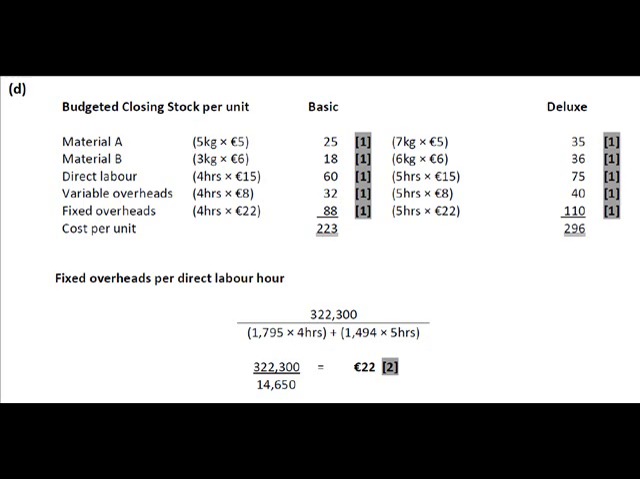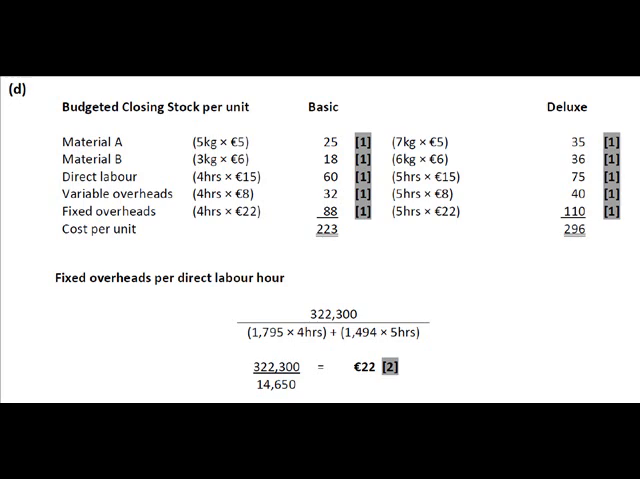We've been given most of this information already because the question told us that a unit of basic uses 5 kilograms of material A, each one costing a fiver. It uses 3 kilograms of material B, each kilogram costing €6. And it takes 4 hours to produce 1 unit of basic, and we pay our employees €15 per hour. So that brings us through the €25 from material A, the €18 from material B, the €60 for direct labour.